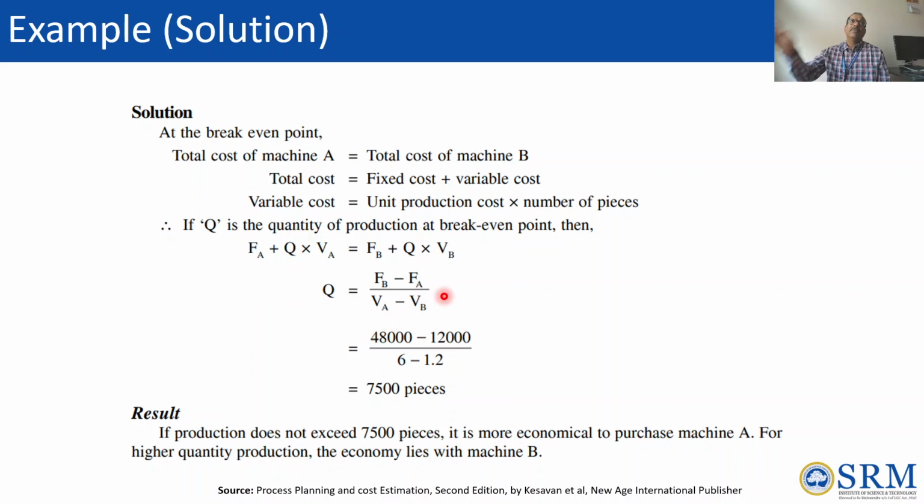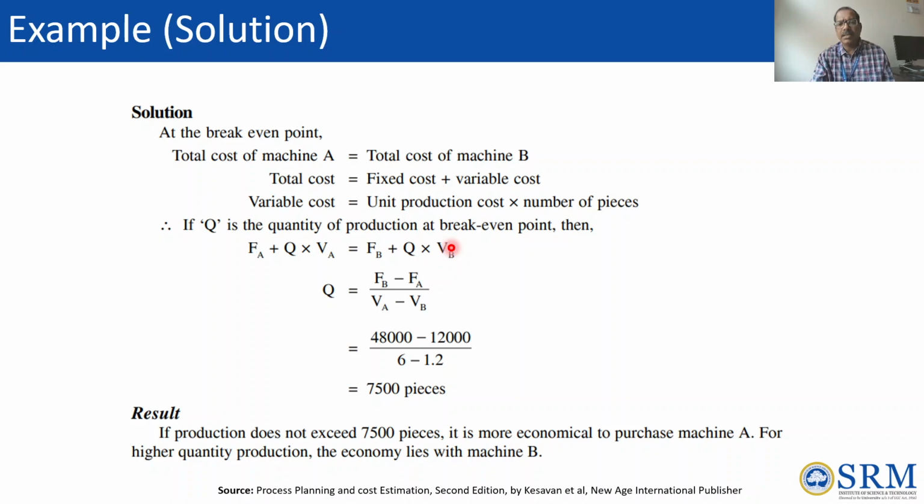So Q will be the fixed cost of the second machine minus the fixed cost of the first machine, divided by the variable cost of the first machine minus the variable cost of the second machine. Every detail is given: 48,000 minus 12,000 divided by 6 minus 1.2. With that we get 7,500 pieces. If production does not exceed 7,500 pieces, it is more economical to purchase machine A. If the quantity is greater than 7,500, it is better to go with machine B.